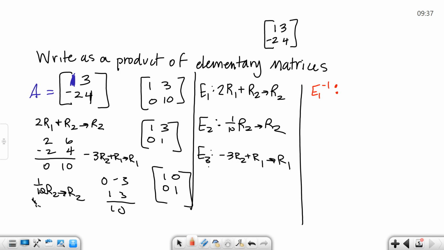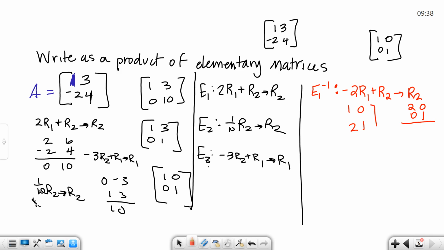E1 inverse. Okay, so the opposite of 2 would be negative 2. So if I did this operation on the identity, I'm going to get 2, 0, 0, 1. And so that's going to give me 2, 1, 1, 0. Now, let's try that again. Negative 2, row 1, plus row 2 gives me a new row 2. Okay, I think I like it.